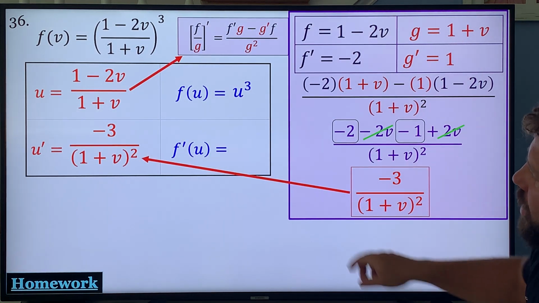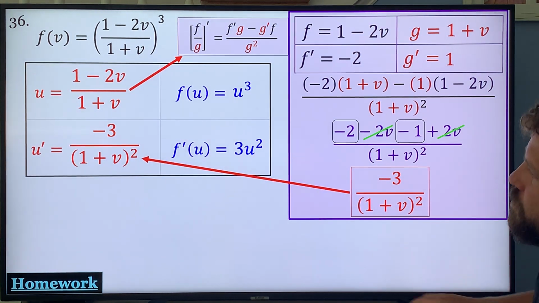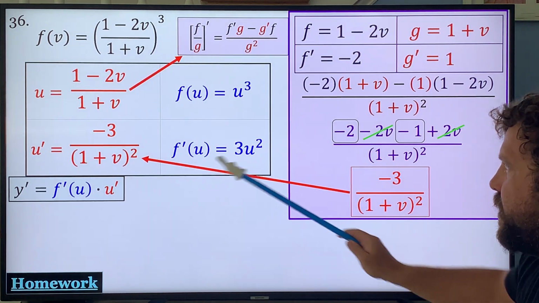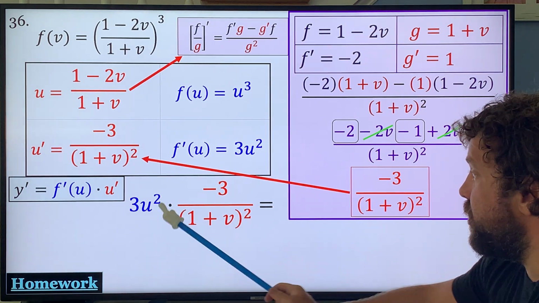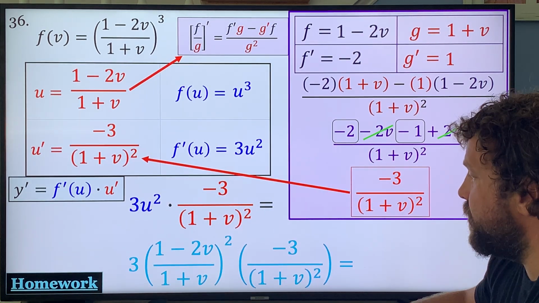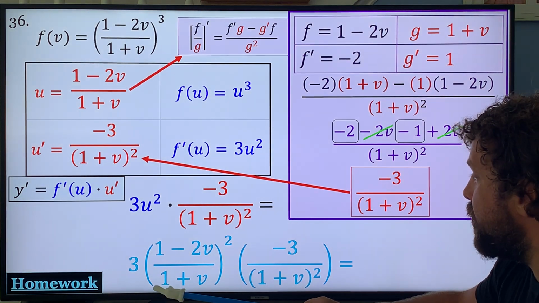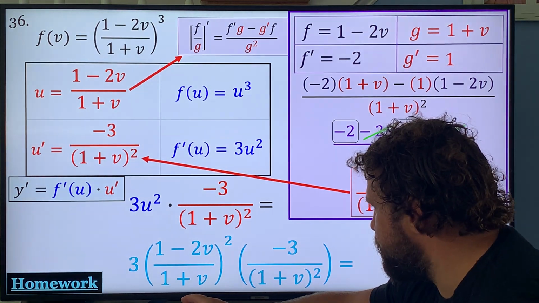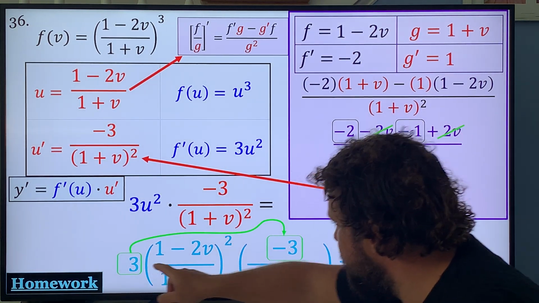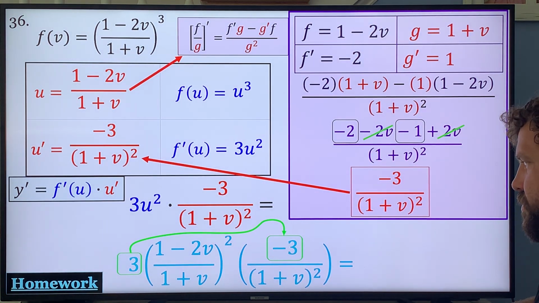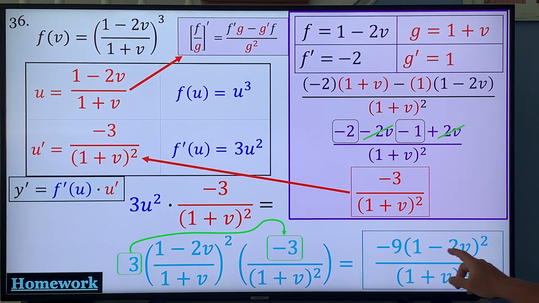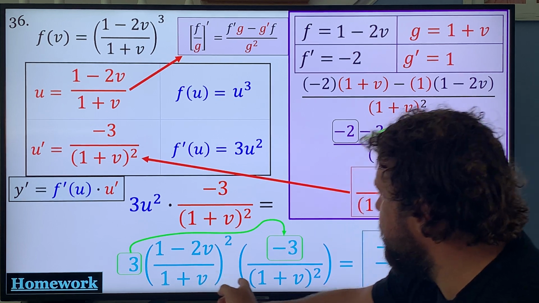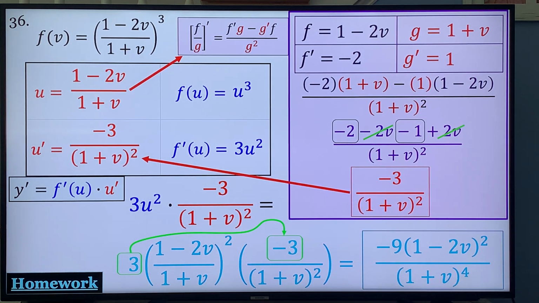Derivative of u to the third power is 3u squared. U prime times f prime of u. Right? 3u squared times all that stuff. Our u is 1 minus 2v over 1 plus v, and you're going to square it. Ready? 3 times negative 3 is negative 9. 1 minus 2v squared, because you can square the numerator and denominator, and 1 plus v squared times 1 plus v squared is 1 plus v to the fourth power.